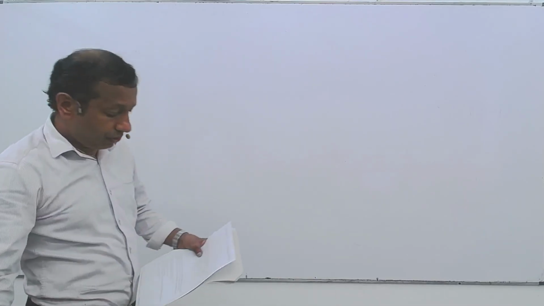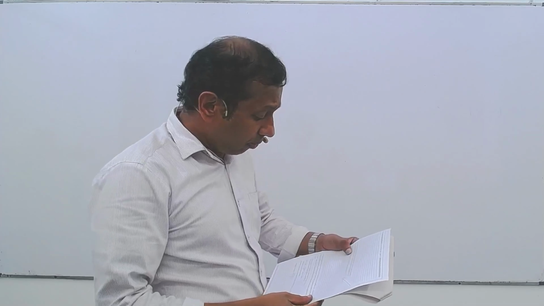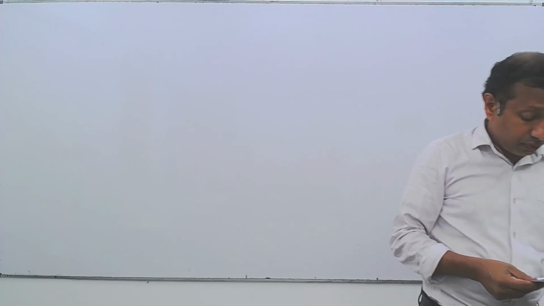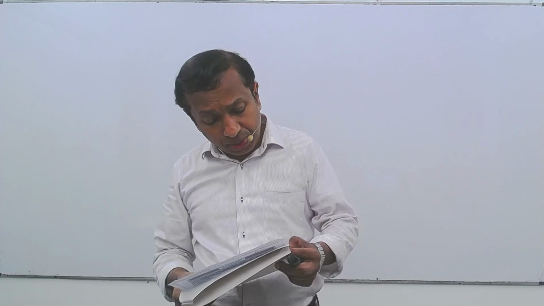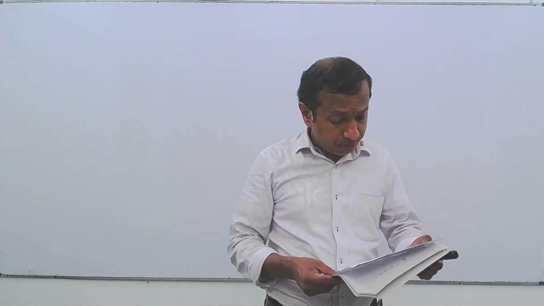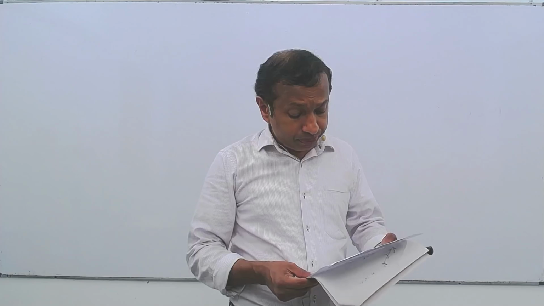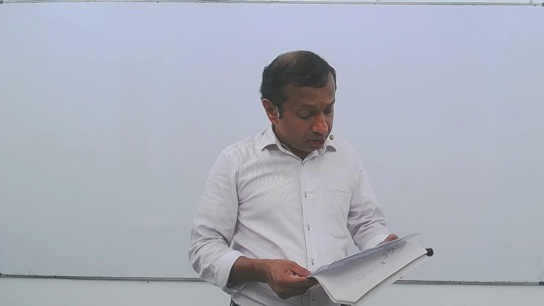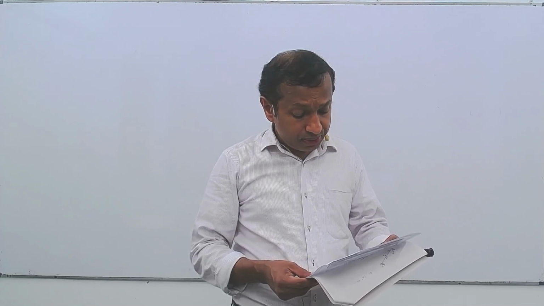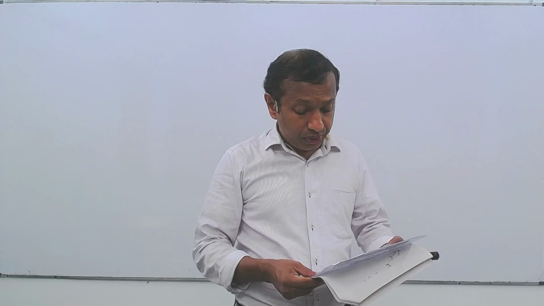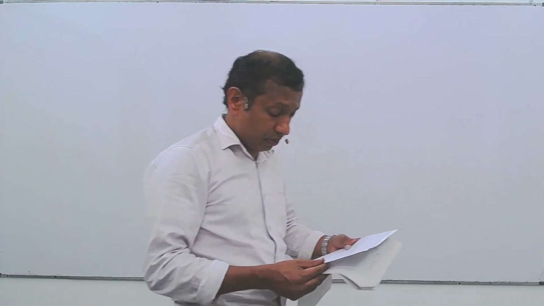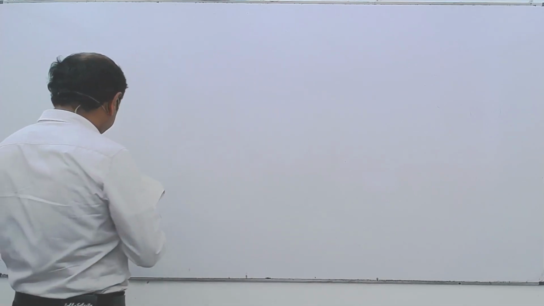Question number 3 says something like this: uniform rod AB is in equilibrium with its end A in contact with the smooth peg, and with the force P applied to end B as shown in the diagram. If the force P makes an angle beta with the vertical and the rod makes an angle pi by 6 with the horizontal, show that tan beta equals root 3 by 5.